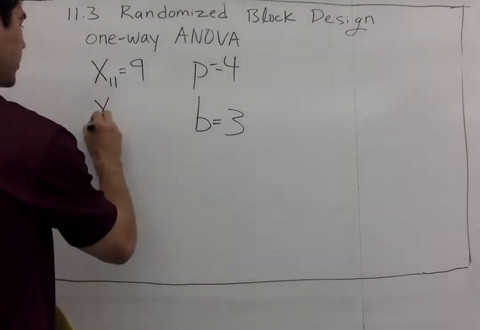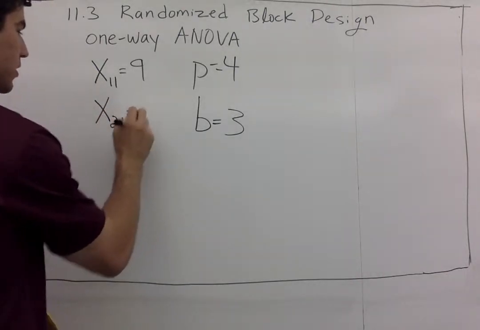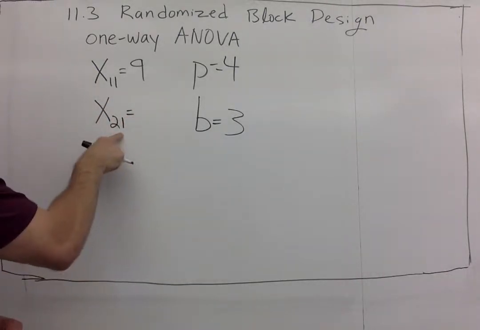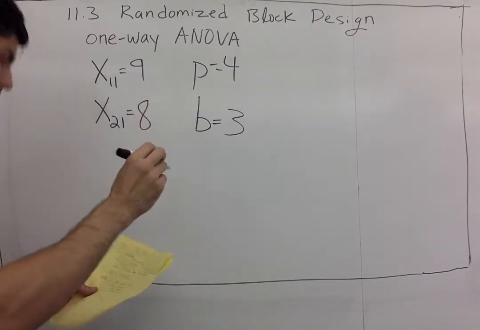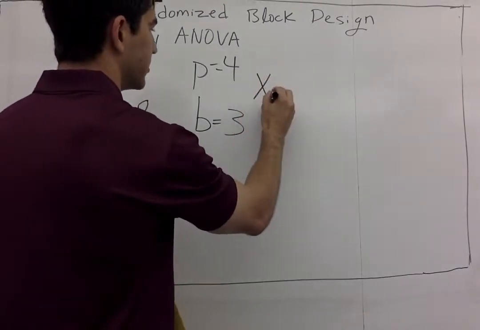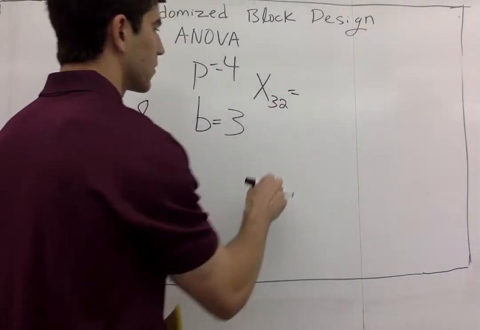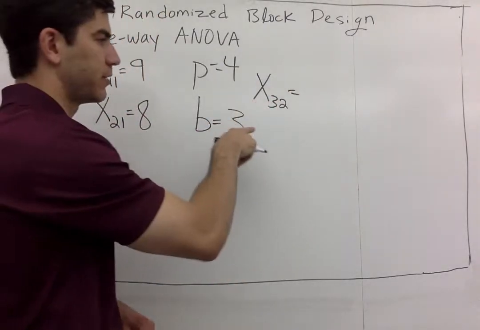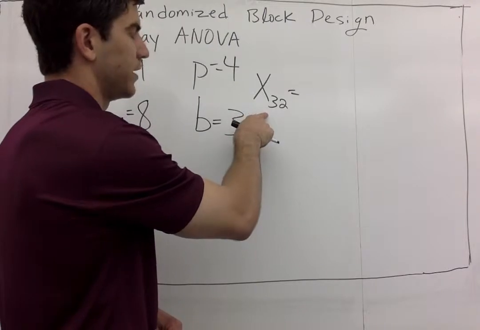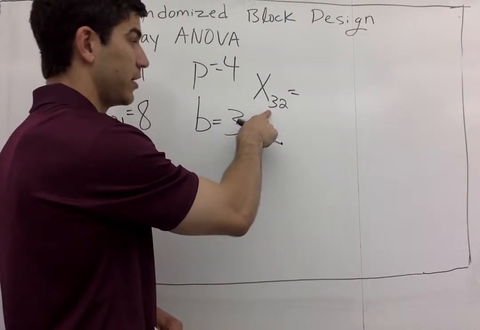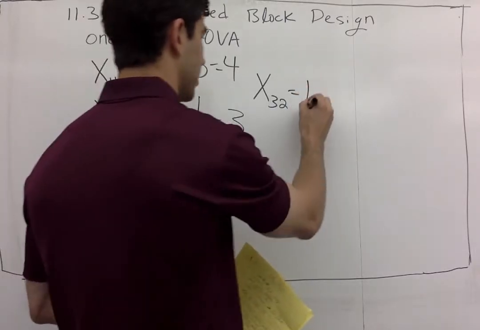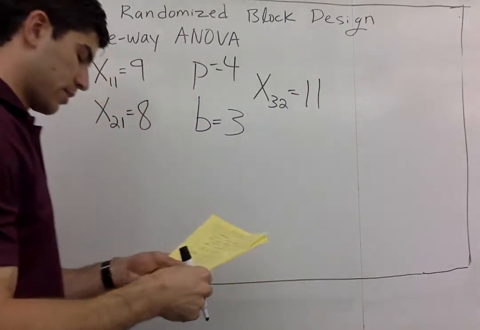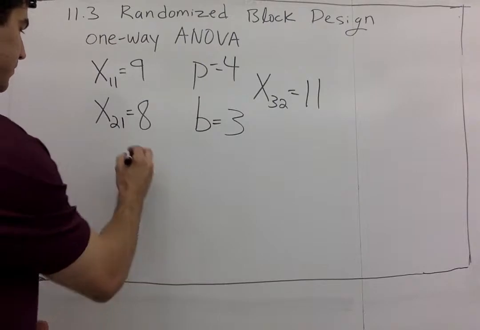Just to become comfortable with it, we have X21. So production method 2 with supervisor 1, that had 8 defects. I'll pick a couple more random ones. X just represents a measurement. So this is the number of defects for production method 3 when supervisor 2 was operating it, and that is 11. Some other notation.